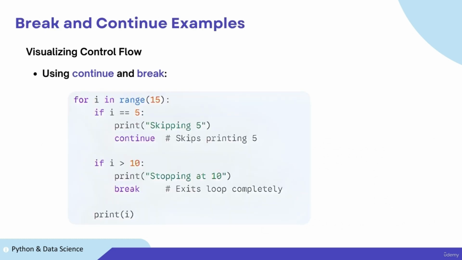Let's visualize this. Look at the code block using continue. If i == 5: continue. This tells Python, when you hit number 5, skip it, do not print it, just go to number 6. Now look at the code using break. If i > 10: break. This tells Python, when you pass number 10, stop the loop completely.